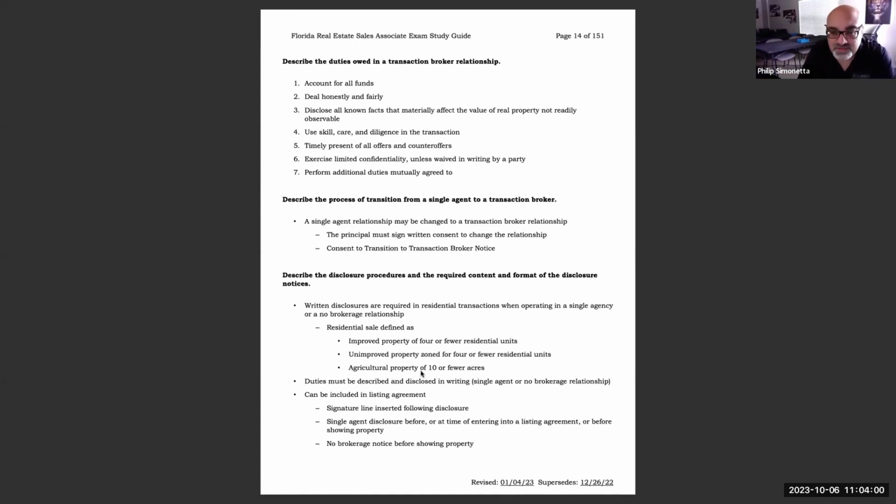Now let's describe the process from transition from single agent to transaction broker. So if you have a listing and you're a single agent, the relationship may be changed to a transaction broker relationship. If you list a home and somebody says, hey, I want to look at that home, to you or anybody in your brokerage, you cannot legally show them that home unless they sign a no brokerage relationship or you transition to a transaction broker.